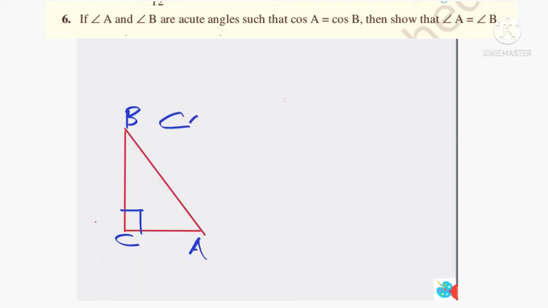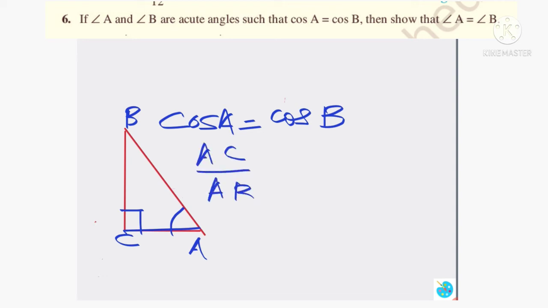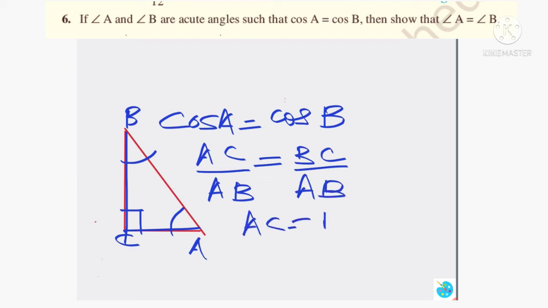Now say I have here cos A is equal to cos B and they are part of a single triangle. Cos A is clearly base upon hypotenuse, that is AC upon AB, and cos B is base BC upon hypotenuse AB, right? So clearly we get AC is equal to BC and hence this becomes an isosceles triangle, and angles opposite to equal sides of a triangle are equal. Hence I get that angle B is equal to angle A, which is proved very easily.